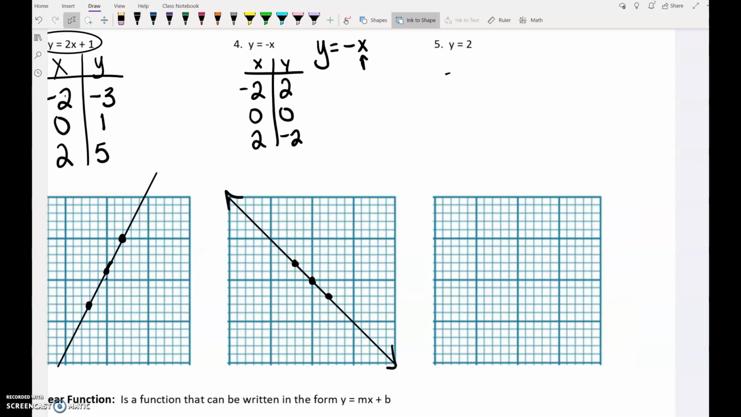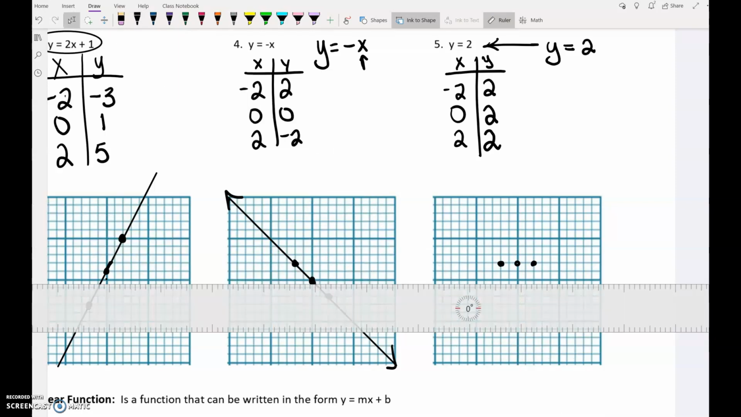Some of you might think I'm crazy right now, but I'm going to do a table of values. This equation says y equals 2. So my y value is 2, my y value is 2, my y value is 2. Doesn't matter what the x value is, there's no x in that equation, y is always 2. When we plot these, -2, 2, 0, 2, 2, 2.